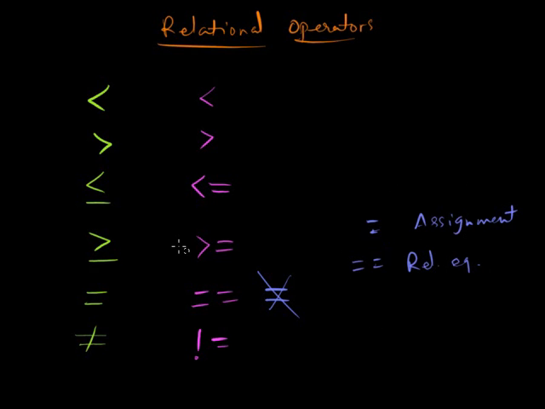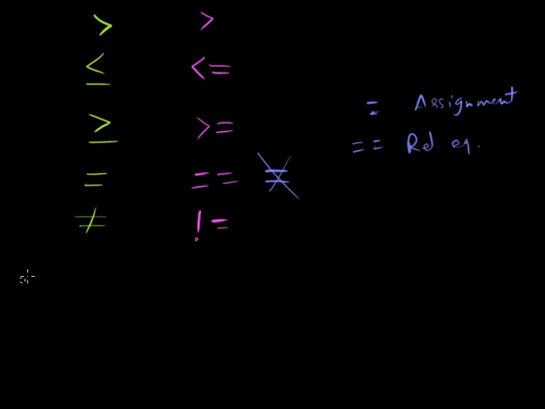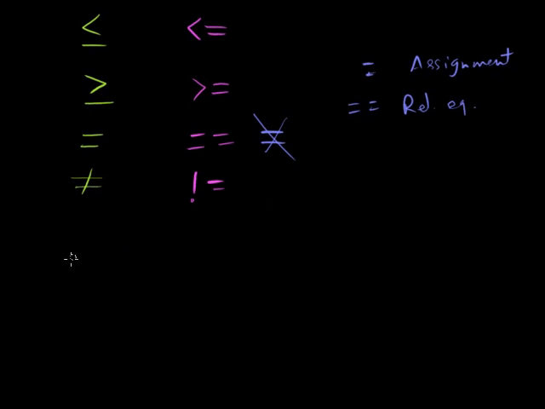Now let us look at some examples and get some results out of them. If we take 5 less than 8, one thing one must remember is that relational operators also give one result, either true or false. So ask yourself a question: is 5 less than 8? Yes, it is, so true. If you take 3 greater than or equal to 3, is 3 greater than or equal to 3? Yes, 3 is equal to 3, right? So true.